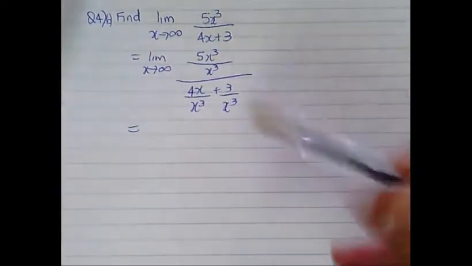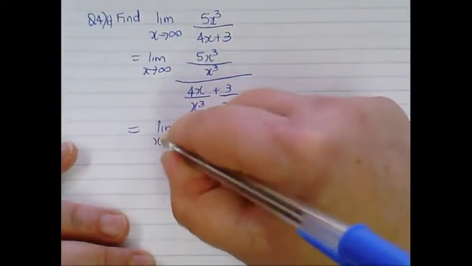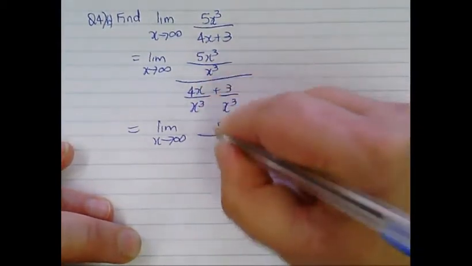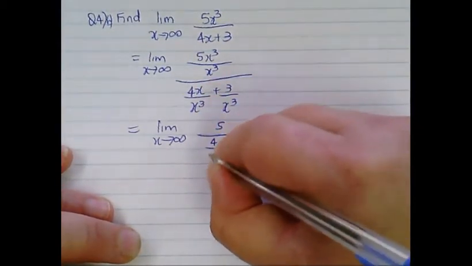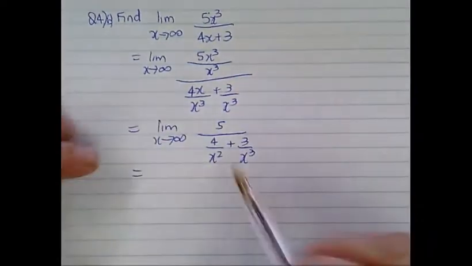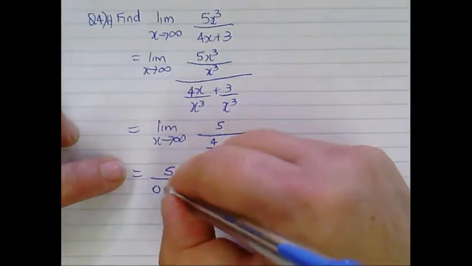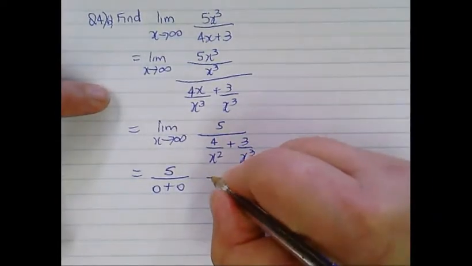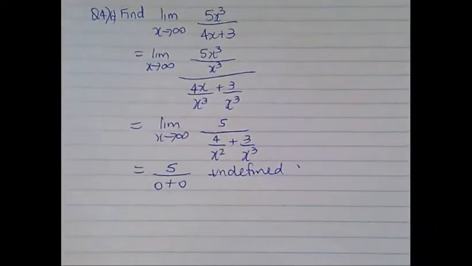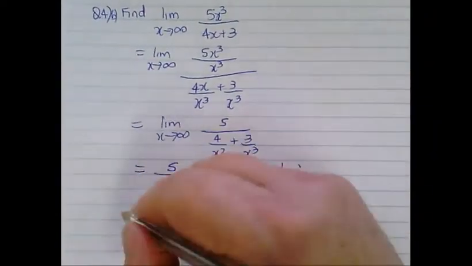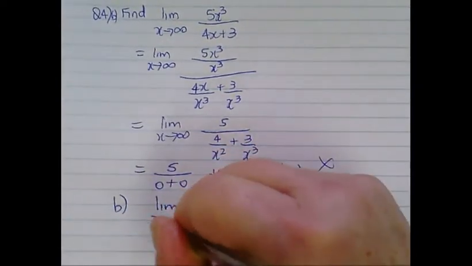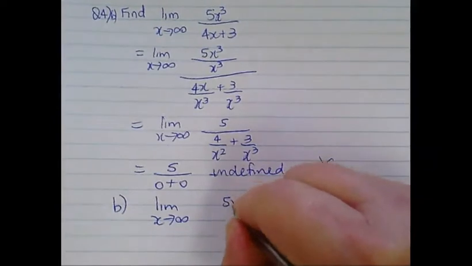This is what would happen. So we'd divide each of these by x cubed and we'd get the limit as x approaches infinity of 5x cubed on x cubed is 5 over 4x on x cubed is 4 and x squared plus 3 over x cubed. And now when we substitute into this, we get 5 over 0 plus 0, which is undefined, which we can't do, which is why we do not divide by the highest power overall. So we can't do this. So we just divide by the highest power of x in the denominator.